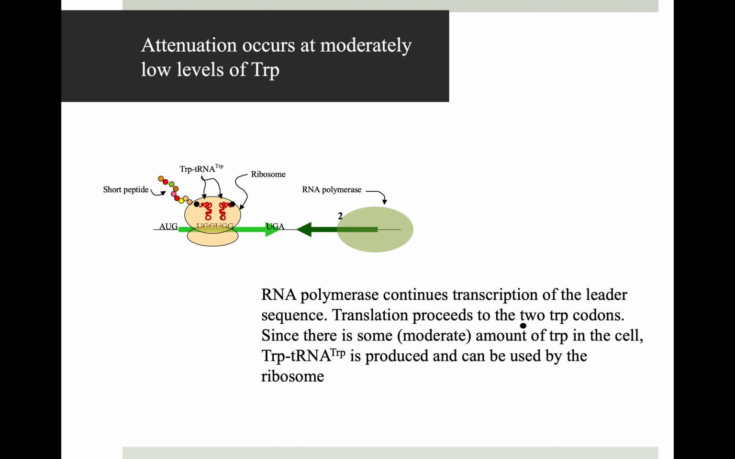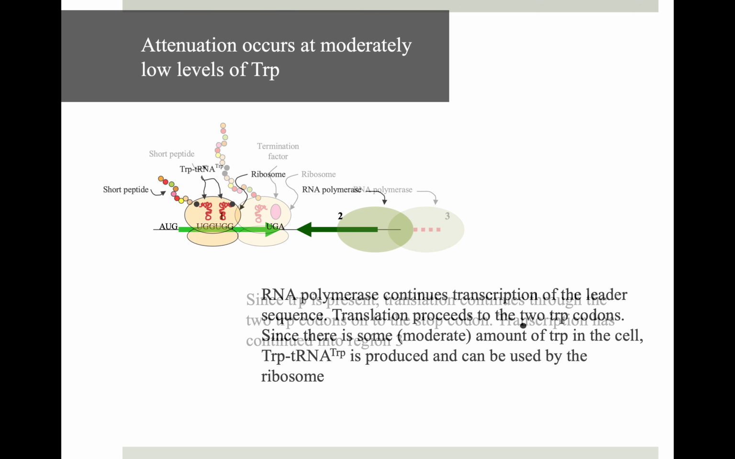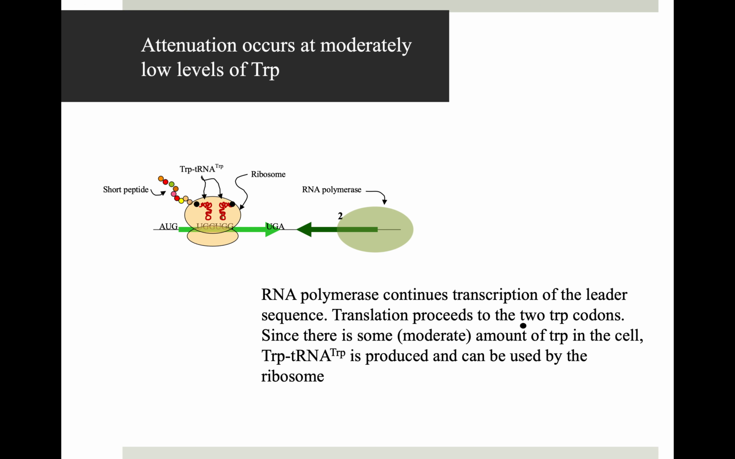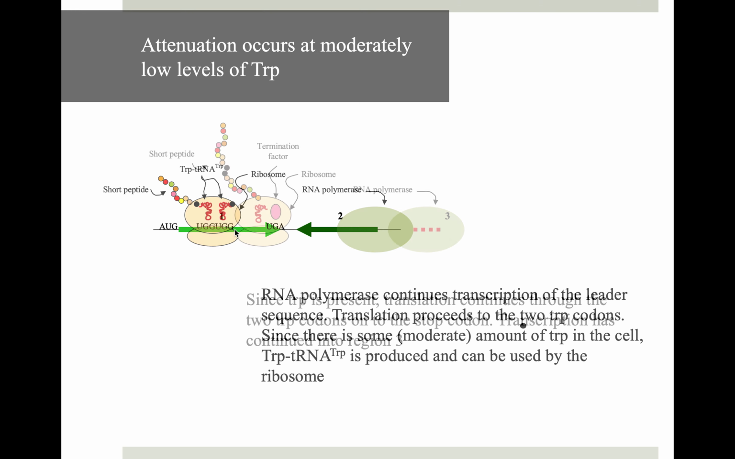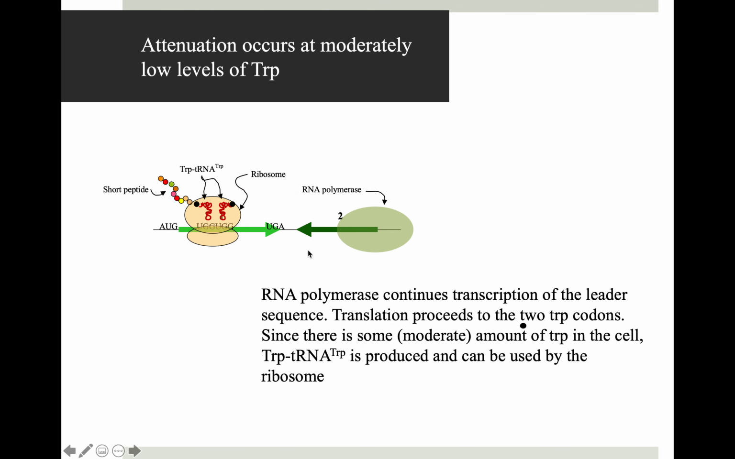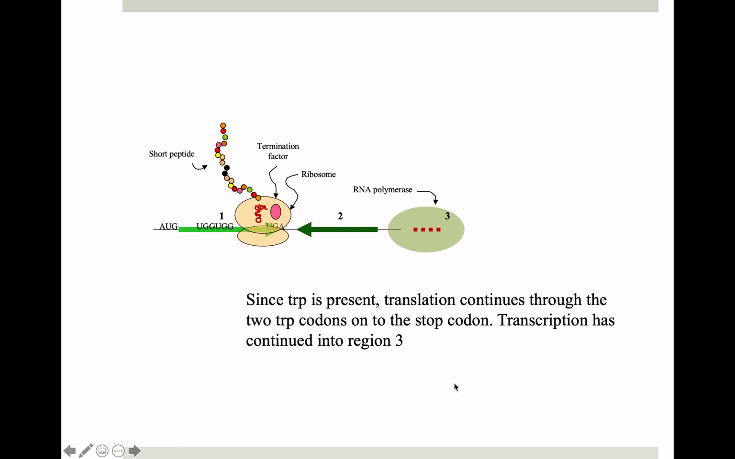Now, at moderately low level of tryptophan, attenuation will occur. So this is basically uncontrollable. Sorry about that. RNA polymerase will continue transcription of the leader sequence, and translation proceeds to the 2 trp codons, as you can see over here. Since there is some moderate amount of trp in the cell, trp tRNA is produced and can be used by the ribosome.